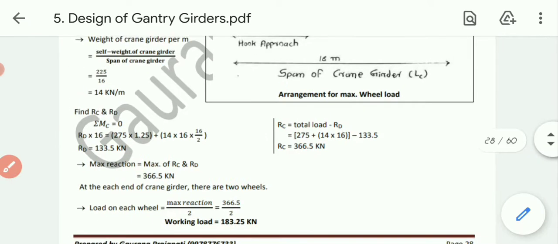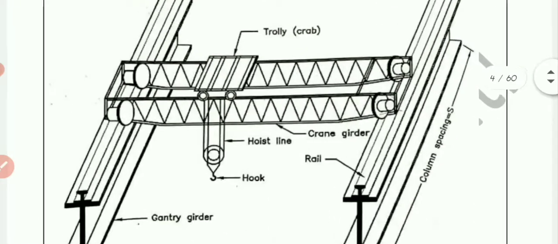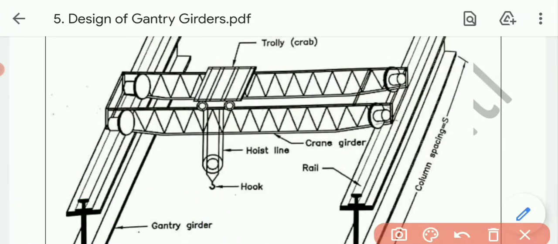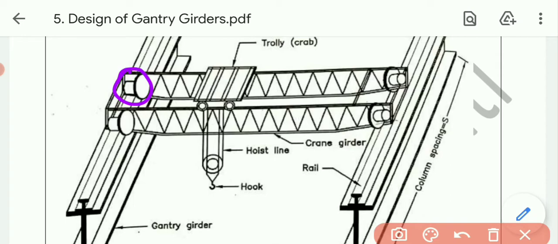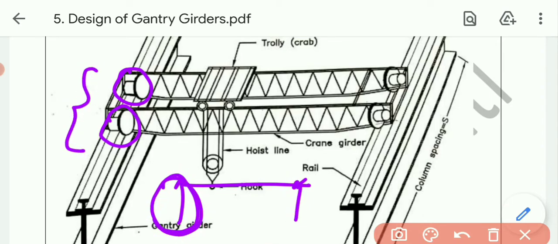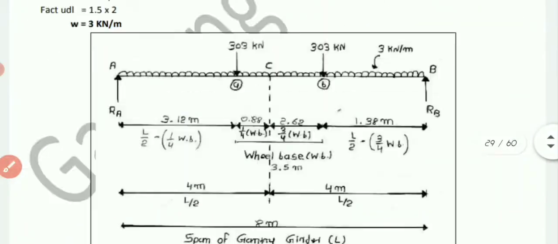Let me show you this in the theory. Just a minute. Right now we are calculating these wheel loads. See, this one is our gantry girder, and in the transverse direction this one is our crane girder. Now at each end of the crane girder there are two wheels. We have drawn this beam for the crane girder. Now this one reaction means these two wheels. So if we want to calculate the load on each wheel, then we have to divide the reaction by 2. Like that. So let's get back to the design.